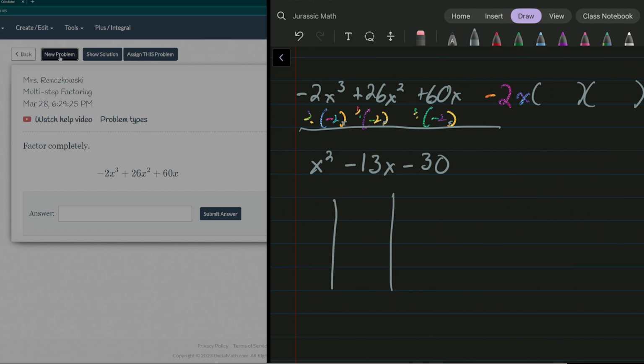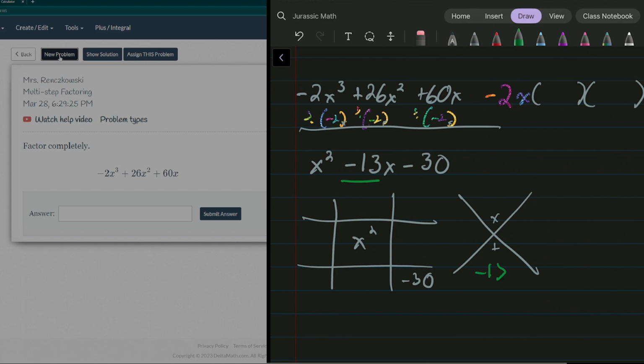Now I draw my tic-tac-toe table. X squared, negative 30, negative 13, negative 30. It's a horrible 13 down there. What times what equals negative 30 but adds up to be negative 13? I got 1 and 30, 2 and 15, 3 and 10, 4, no, 5 and 6.